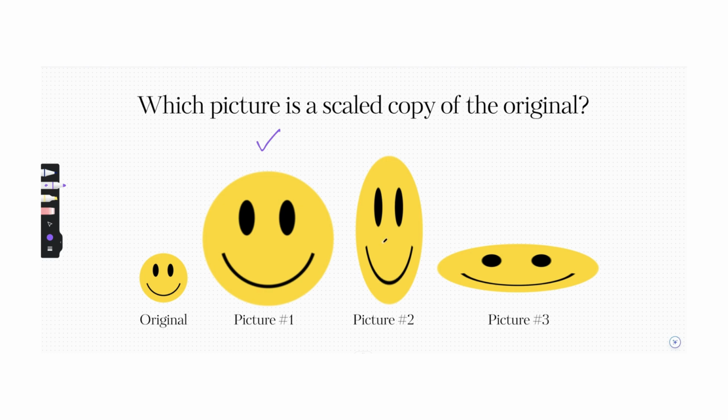Notice picture number two and picture number three are distorted. It looks like picture number two, while it's a happy face, has had its height stretched. And picture number three looks like the width got stretched. So again, a scaled copy has to be the same image, but just a different size.